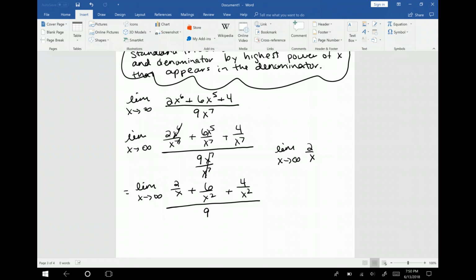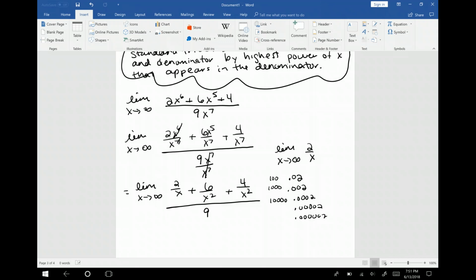What if x is 1,000? What if you do 2 divided by 1,000? Then it will be 0.002. And if x is 10,000, it's 0.0002. And you can see what's kind of going on here.